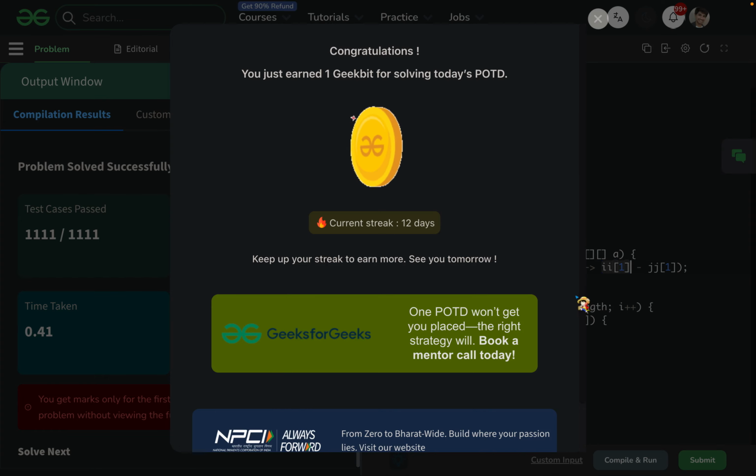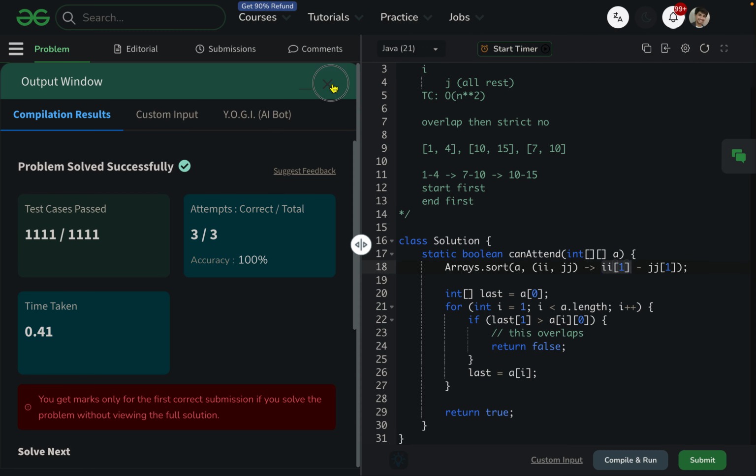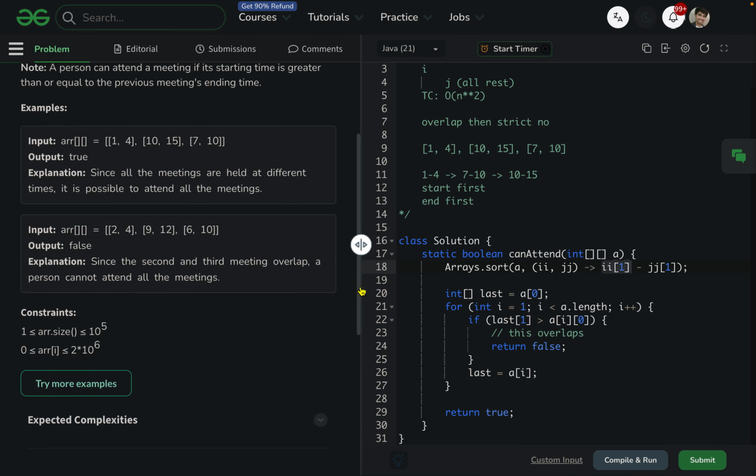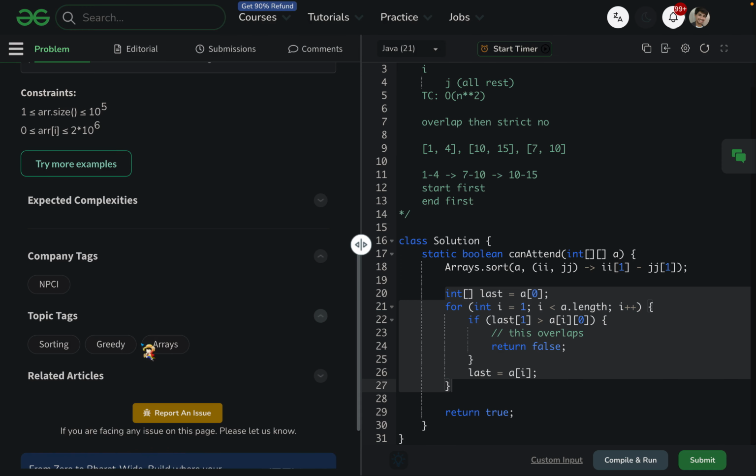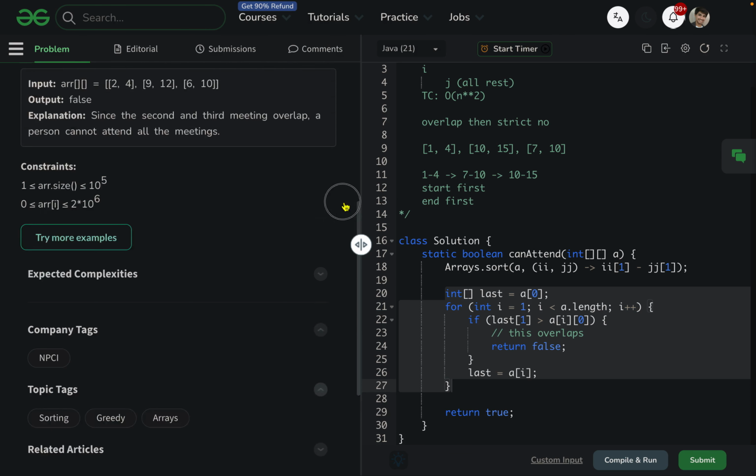Well, it has been submitted for the rest of the test cases, and yeah, this was a problem which we have solved in n log n time complexity because the sorting was the operation which took time. Else, the rest of the thing is in O of n time complexity. This can be categorized under greedy and sorting. So this was one of the problems.